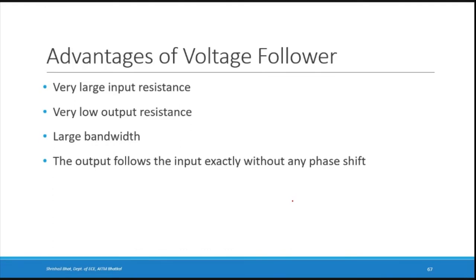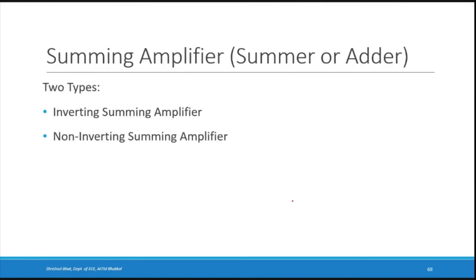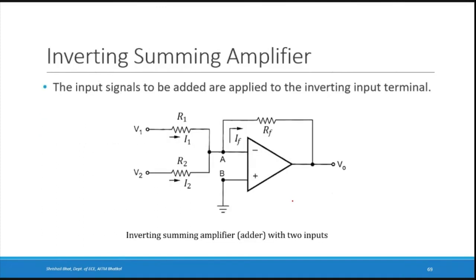We will see these circuits one by one. The first one we will see is the summing amplifier, or you can call it a summer or an adder. Depending on which terminal you connect the input to, you have two types: an inverting summing amplifier and a non-inverting summing amplifier. First we will see the inverting summing amplifier.